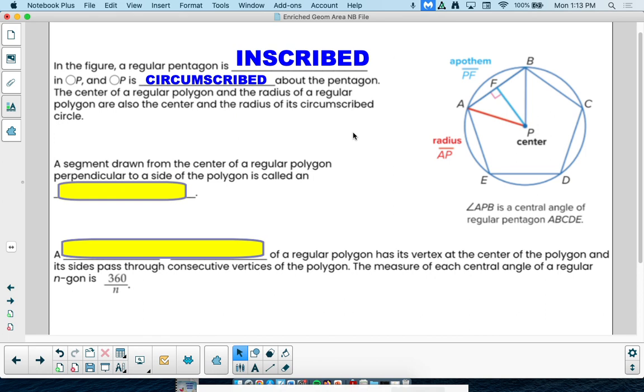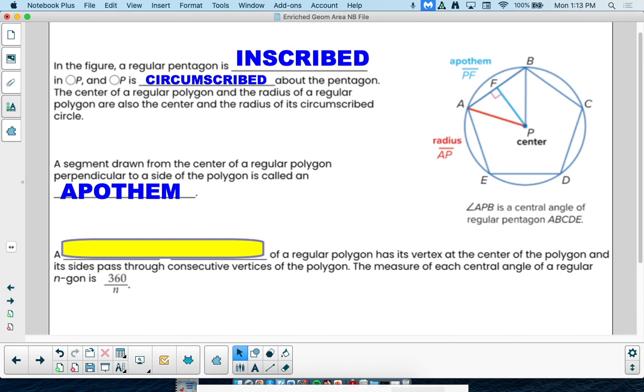Now a segment that's drawn from the center to the side of your pentagon is called the apothem. So that goes from the center of the circle or the center of your figure to just the side of the polygon. And it's always perpendicular. We'll need that for sure when we find our area of our pentagon.